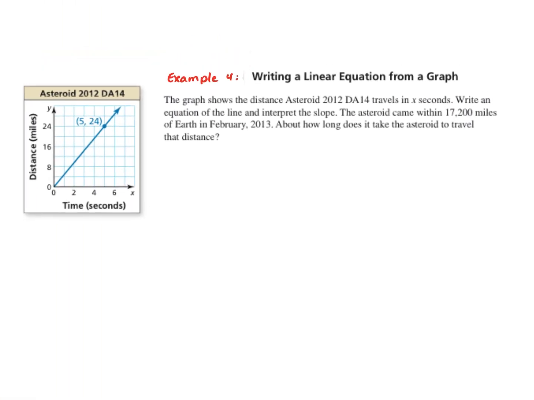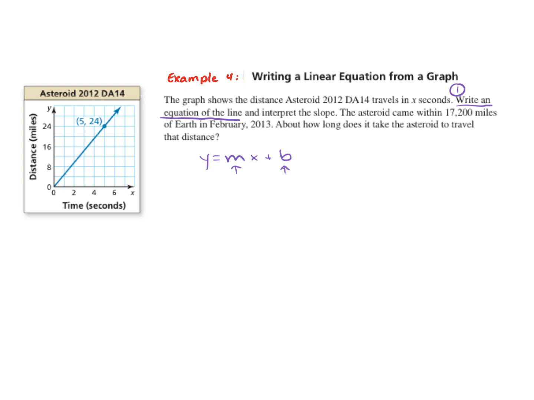So for example 4, it says the graph shows the distance asteroid 2012 DA14 travels in x seconds. We have to write an equation of a line and interpret the slope. So that's the first thing we want to do. Write an equation of a line. It'll be part 1 to this question. We're going to write an equation of a line in slope-intercept form because we can see where our graph crosses the y-axis, so we know what our y-intercept is. So we're going to make y equals mx plus b the form that we use. So I need to figure out what my slope is and figure out what my y-intercept is.